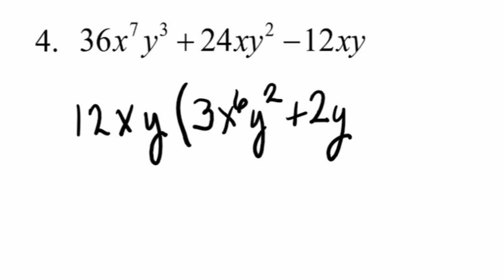For our third term, 12 divides into negative 12, minus 1. And then we've pulled out both the x and the y, so minus 1. By the way, this third term is sometimes missed by students.